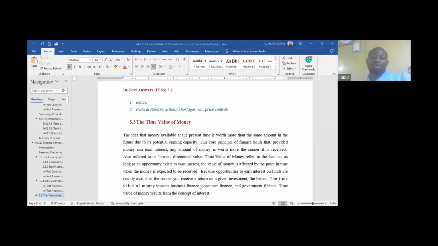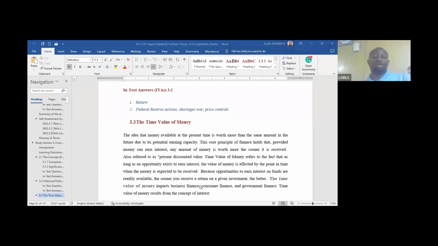So then, this time value of money is also referred to as present discounted value. Time value of money refers to the fact that as long as the opportunity exists to invest to earn interest, the value of money is affected by the point in time when the money is expected to be received. Because opportunities to earn interest on funds are readily available, the sooner you receive a return on a given investment, the better. That is what they are trying to tell us here. The time value of money impacts business finance, consumer finance, and government finance.